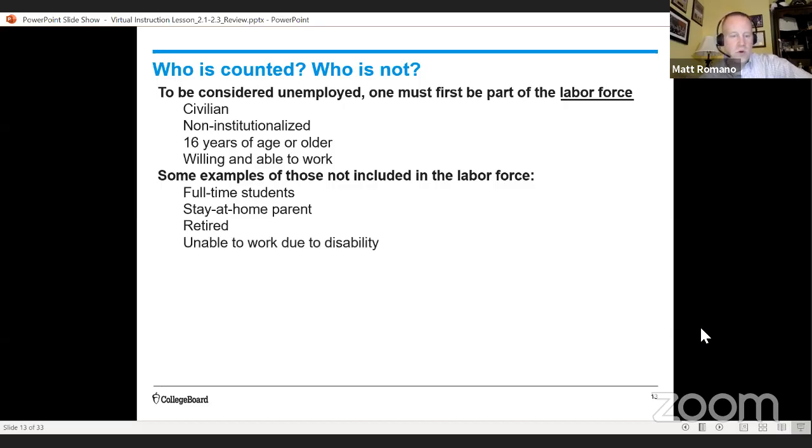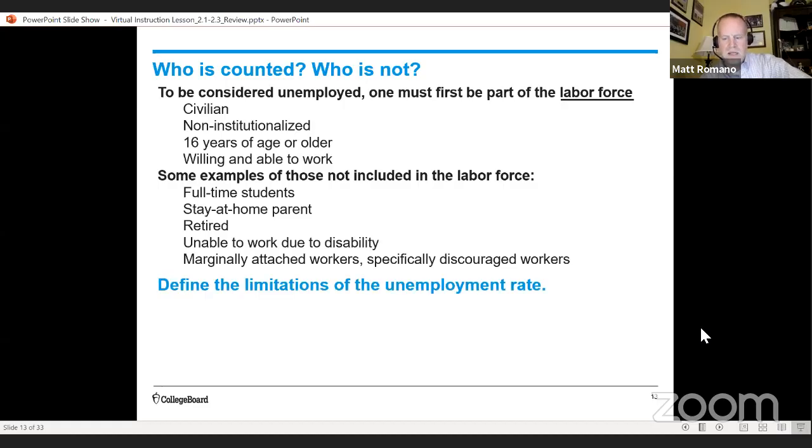Individual who's unable to work due to a physical disability, who cannot get a job or hold a job for that reason, not included. And then finally, this is the one that really gets the most attention: marginally attached workers, specifically discouraged workers, those being individuals that were out of work for quite some time and gave up that job search, are no longer looking for a job. They are not included in the labor force.